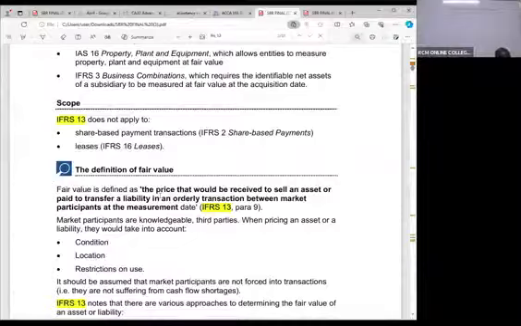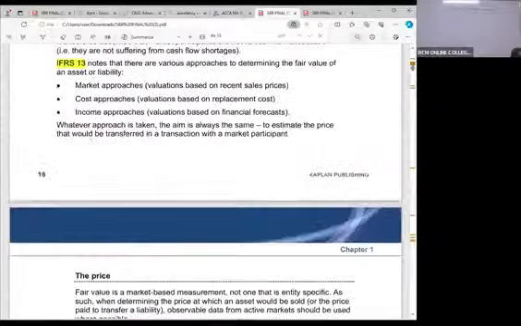Market participants are knowledgeable third parties. You can't say you are going to sell to a small child. All of us are knowledgeable. If it's about the goat business, all of us have done this kind of business before. So we are knowledgeable third parties here. When pricing an asset or a liability, they would take into account the condition, location, and restrictions on use.